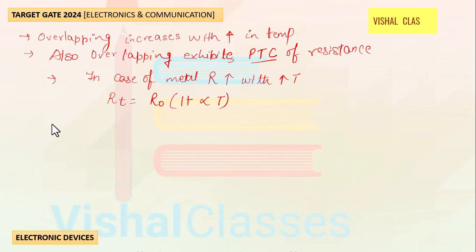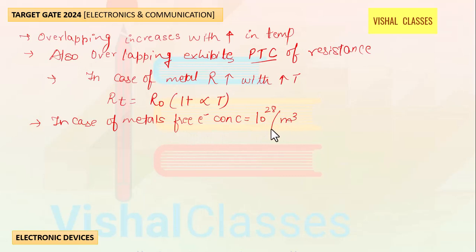Also in case of metals, free electron concentration is nearly 10 raised to power 28 per meter cube, and this free electron concentration is independent of temperature.